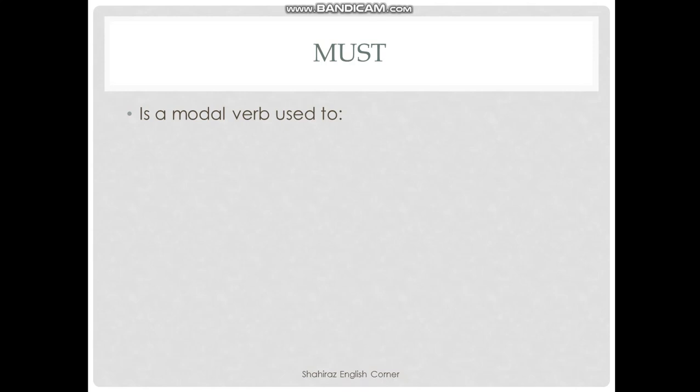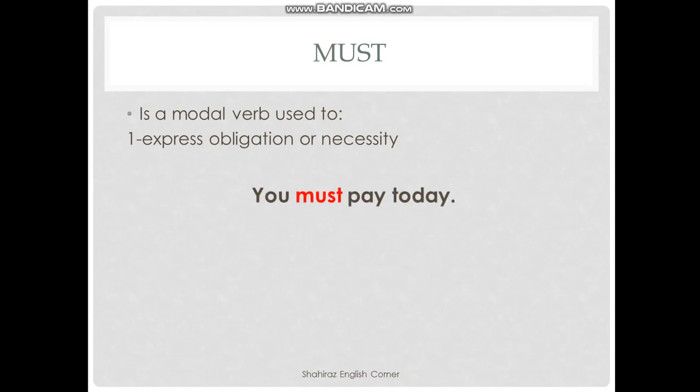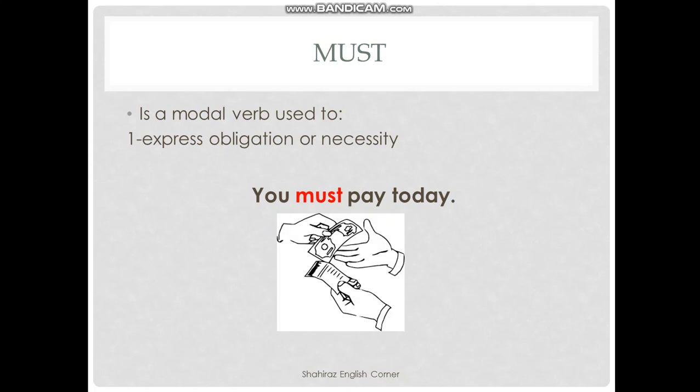Must is a modal verb which is used to express obligation or necessity. You must pay today. It's also used for logical assumptions. They must be hungry.